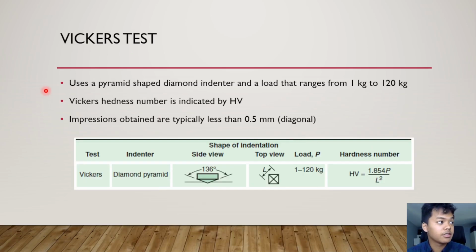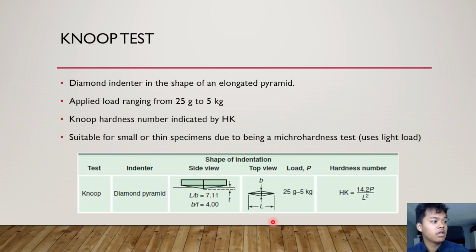Next, we have the Vickers test. This Vickers test uses a pyramid-shaped diamond indenter and a load that ranges from 1 kilogram to 120 kilograms. The Vickers hardness number is indicated by HV, hardness Vickers. Impressions obtained are typically less than 0.5 millimeter in diagonal. For a Vickers test, we use a diamond pyramid, and this is what the indentation will look like. We get HV by using this formula, P for load and L for the diagonal. Quite simple.